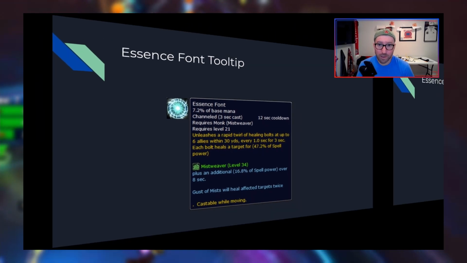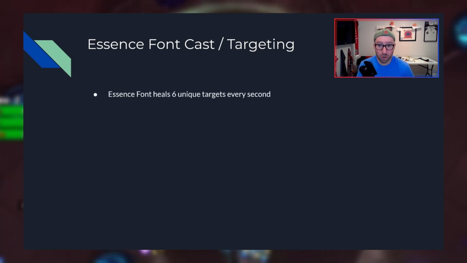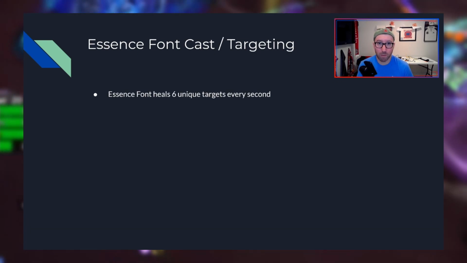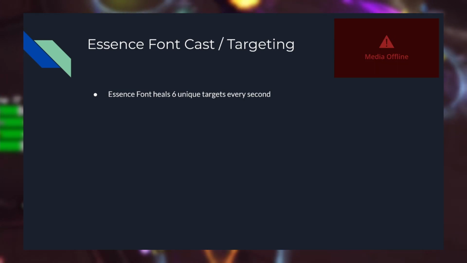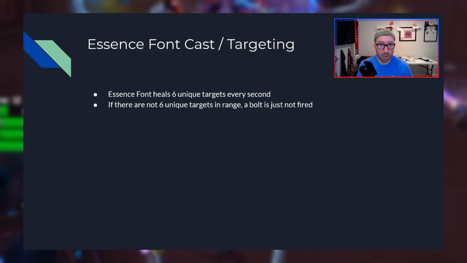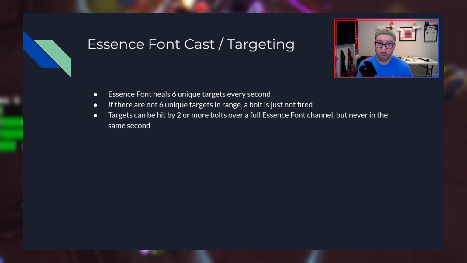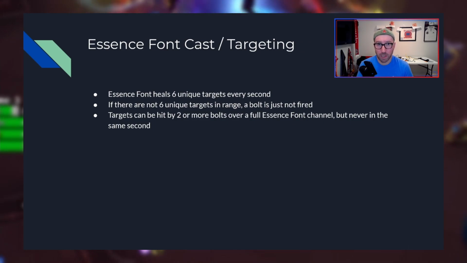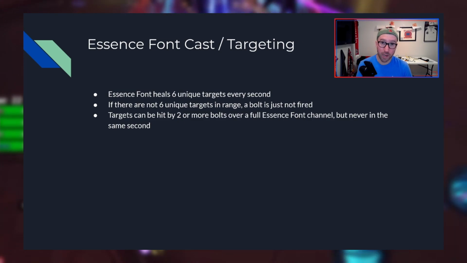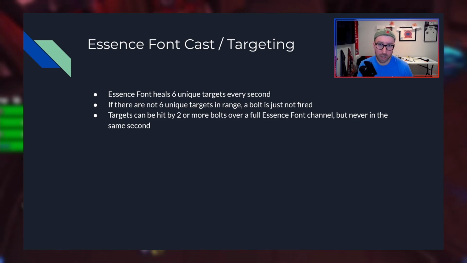So moving on, how does Essence Font casting and targeting actually work? Essence Font tries to heal 6 unique targets every second of the channel. So every second you're channeling, it will try and pick 6 unique targets. If there are not 6 unique targets in range, as it goes to trigger those, a bolt is just not fired. You lose out on that bolt healing. A target can be hit by 2 or more bolts over the full Essence Font channel, but never in the same second, meaning you could be hit by a bolt at the first tick of 6 bolts, and at the last tick, so basically 2 times over the course of the channel. We'll try and demonstrate that below.